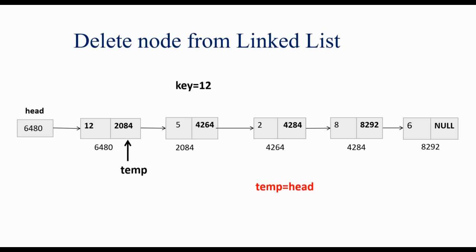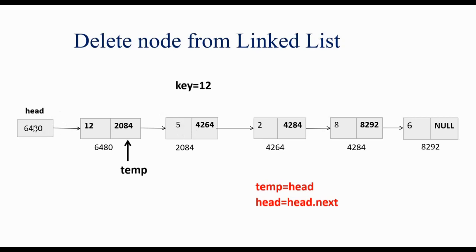Now I said there are two cases. One is if the node is the first node in the linked list. So we need to check whether temp.data equal to the key given. Here this is the first node as we have temp.data equal to the key. In this case, the steps to be followed are, first we need to assign head equal to head.next. Head is pointing to this node and head.next is 2084, that is this node. So now head will point to this particular node.